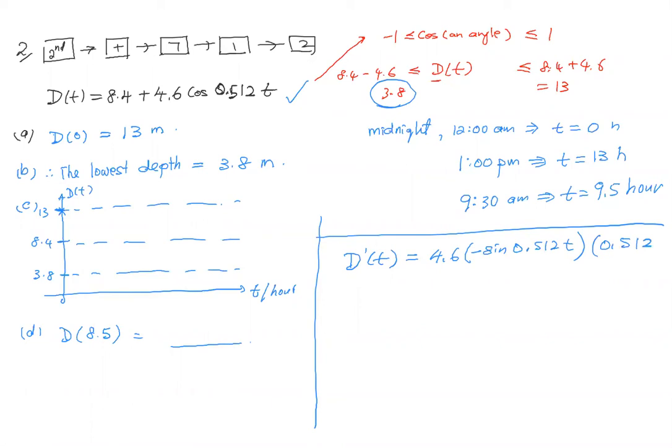Then after that, at this time, you put in 8.5. For this one, you can use the calculator to calculate using n derived. Go to your math menu, go to n derived, key in your function as y1, then key in x as 8.5, then press enter and you get the answer.